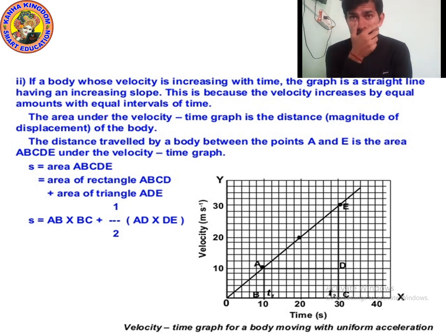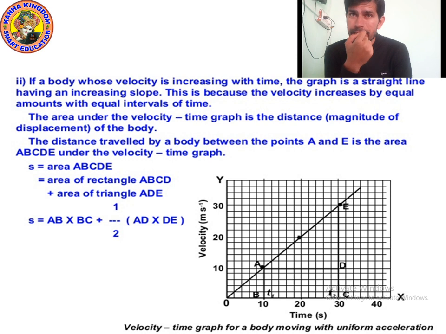So here S will be equal to the area of ABCD, because the area under the velocity-time graph is actually the distance of the body. That's why S is equal to the area ABCDE. We can divide this area into two parts: area of rectangle plus area of triangle. So here the rectangle is ABCD and the triangle is ADE.